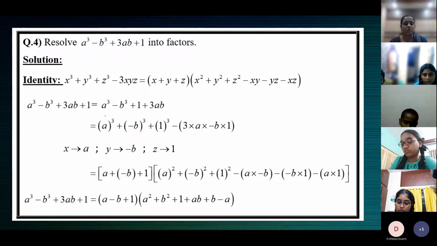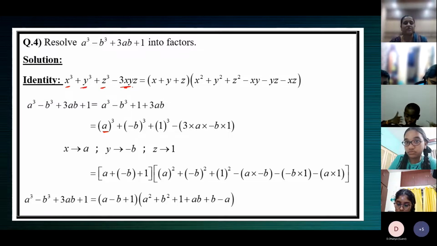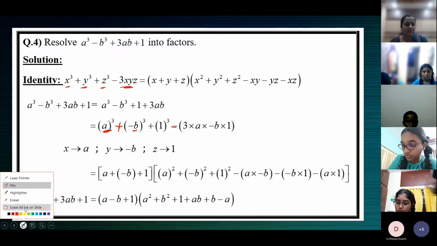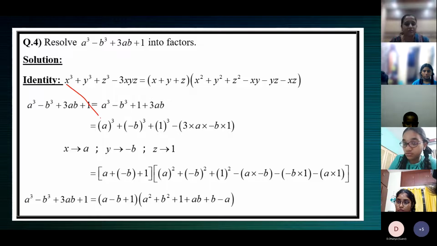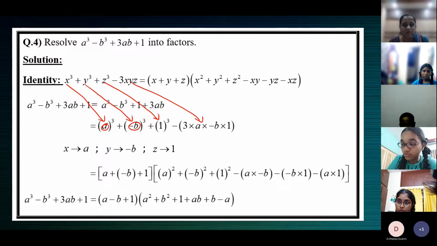I've rearranged it, and you should show that it's in the form a cubed plus... Take the signs from the identity. It should be like x cubed plus y cubed plus z cubed minus 3xyz. So see here, x cubed plus y cubed will be minus b the whole cube plus z cubed plus 1 the whole cube, taking all the signs from the identity. Please take the signs from the identity. See here, x cubed plus y cubed plus z cubed minus 3xyz. So this is your x, this is your y, this is your z.